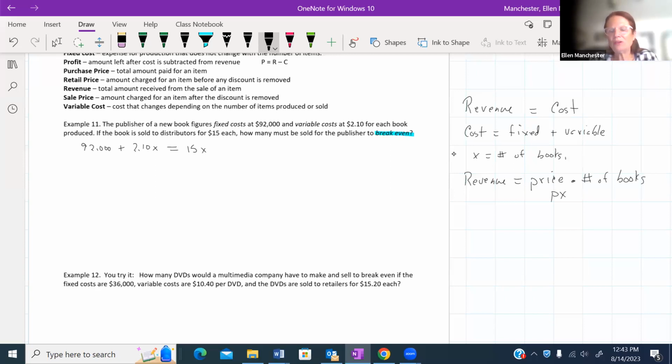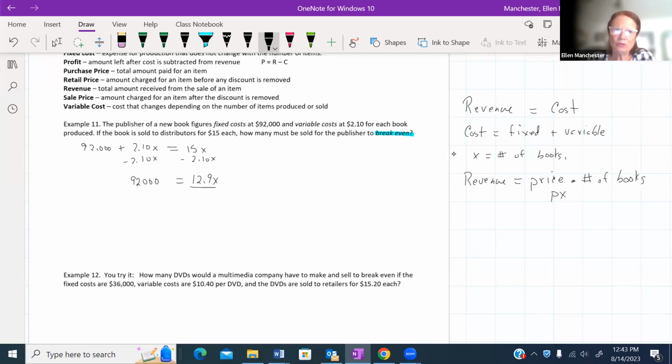Well, we have a straight equation, right? It's just a linear equation. So we're going to solve for x. So we're going to bring our 210 over. And again, this is what I said. Most of the time I say move everything to the left. But if I move the 15x to the left, then I have 0 on the bottom, and then I have to switch it again. So you can move either way, whichever way makes it easier to solve. So 15 minus 210 is 12.9x, and that equals your 92,000.